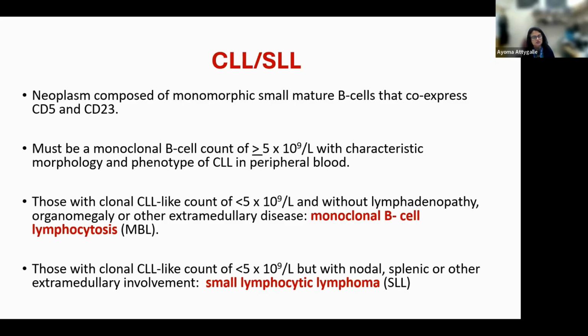So those with a clonal CLL-like count of less than 5 and without lymphadenopathy or organomegaly or other extramedullary disease is referred to as MBL, or monoclonal B-cell lymphocytosis. Those with a clonal count of less than 5 but with organomegaly, essentially nodal, splenic or other extramedullary involvement, is referred to as small lymphocytic lymphoma. So in general, when the diagnosis of CLL is made, it is on the blood.